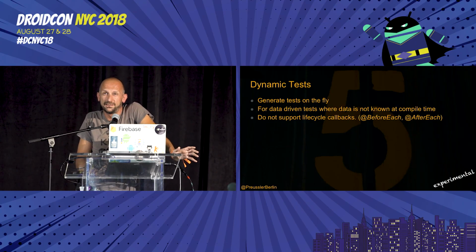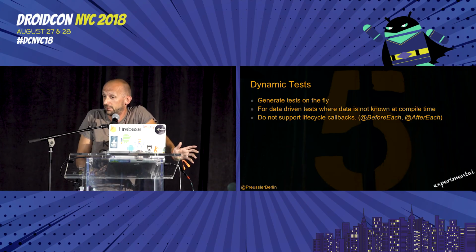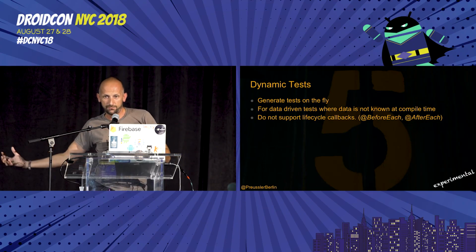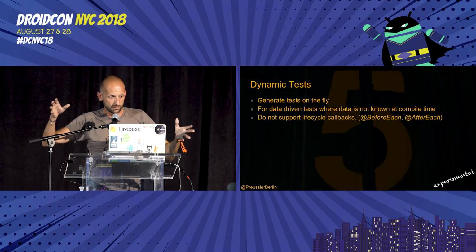Dynamic tests are basically the next version of that. It's about generating tests on the fly. Tests that are not there when you write the test. Ideas also for very data-driven tests, where you have data from somewhere and then you want to start your tests.